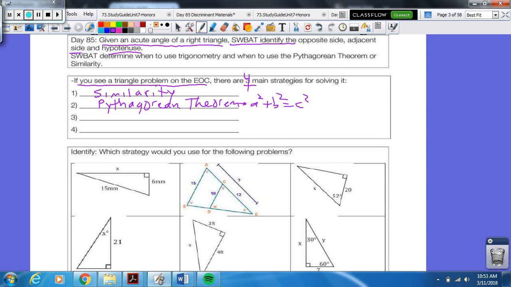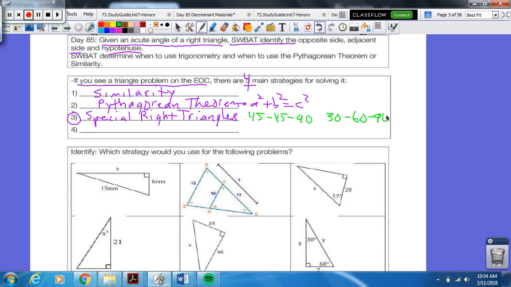Boom, right there. The third we went over before, those are the special right triangles. And what are the special right triangles? You remember them? There's two of them. Yeah, 45, 45, 90. And what's the other one? Yeah, 30, 60, 90. Alright, cool, got that.